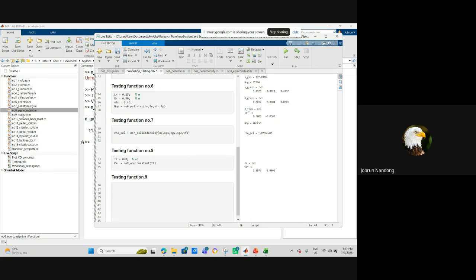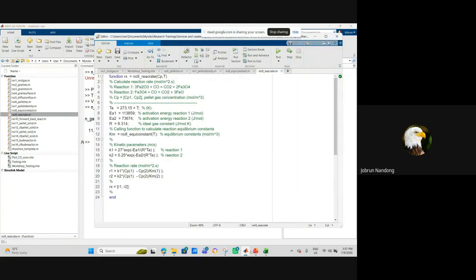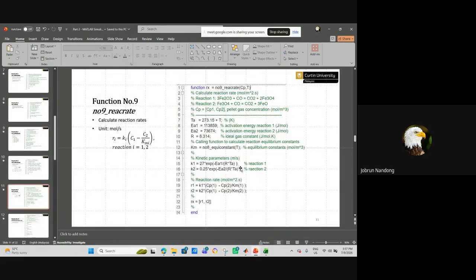So number 9, this one. So again, it's already written here. Function number 9. So I call it Rx, calculate reaction rate. The unit is given in terms of mole per meter square per second. Again, this is for a single pellet, this one. So we have two reactions, reaction 1, reaction 2. Cp is the pellet gas concentration, mole per meter cube. Now let's say we have the activation energy given by this one, that these are activation energies.